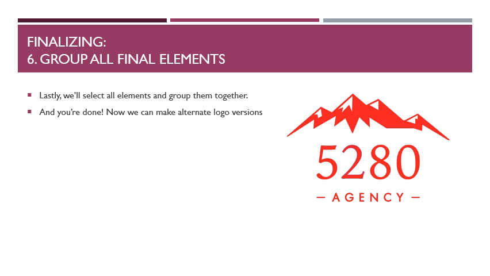Okay, and then the last thing we're going to do is just group everything together. Just select everything and do Object, Group, and you're done. So good job. That was one logo. It doesn't take as long as it took me to explain. And now that you have this one logo, you can use it to replicate a few different times to make your alternate logos. So we're going to go through that process next.